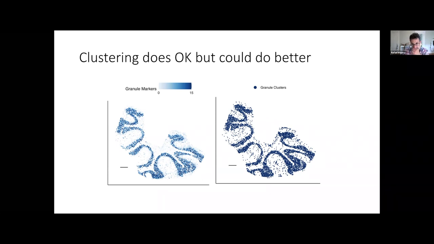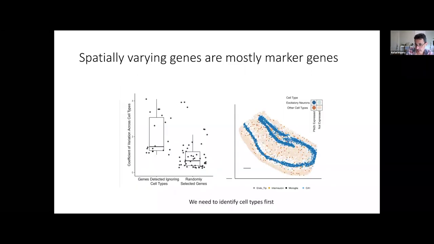So the challenge is that what they're interested in is finding genes that have differential expression across space, but within the same cell type. If you just do it blind, you're going to find a bunch of marker genes, because there's a confounding between cell type and spatial position. It's going to look like there's a gene that's changing expression across location, but that's not what it is. It's just a different cell type that has that gene expressed, and it's in different locations. So the challenge is that we first have to identify cell types and then look for spatially varying genes. That's just one of the many challenges.